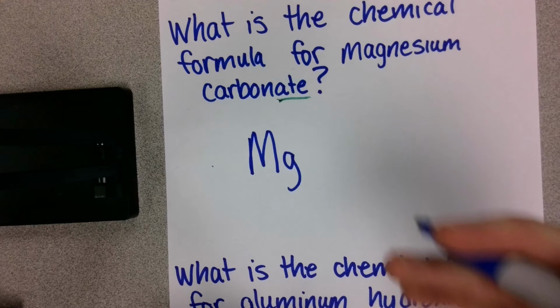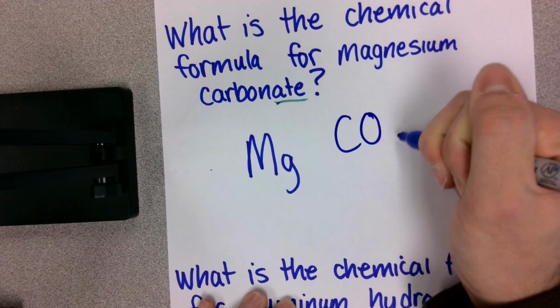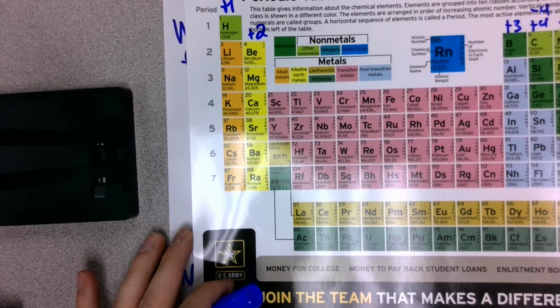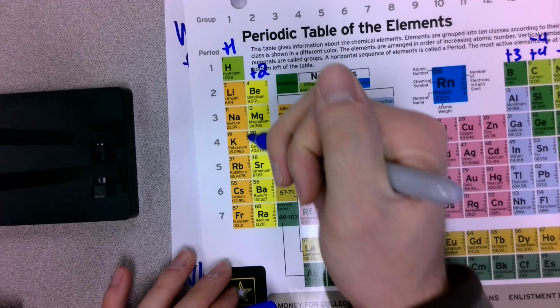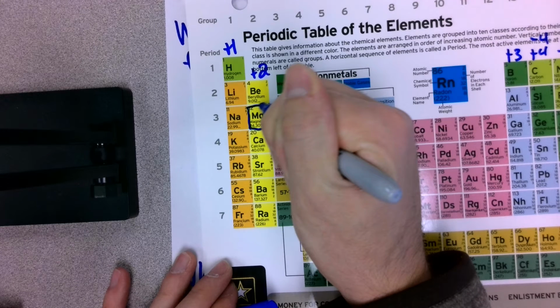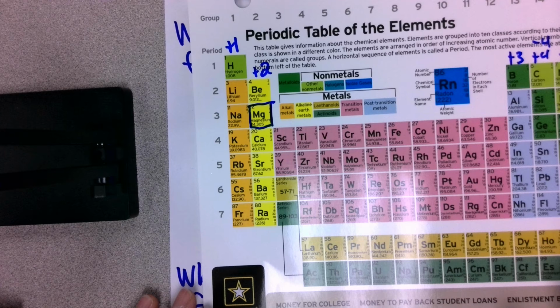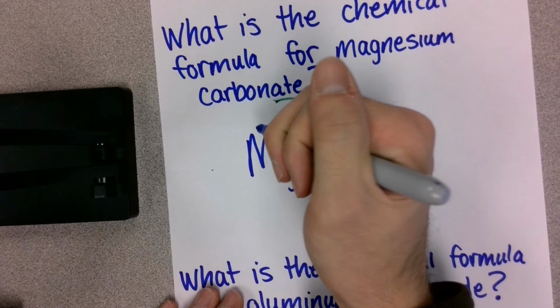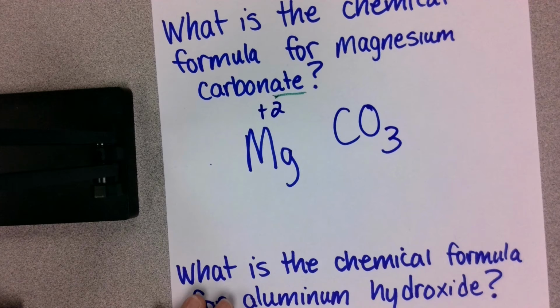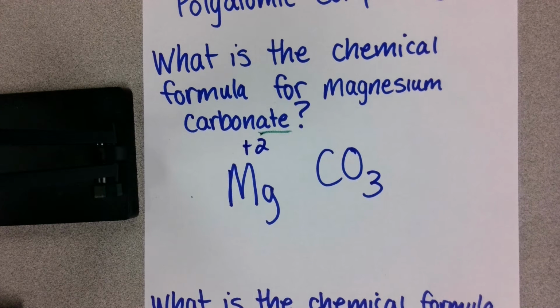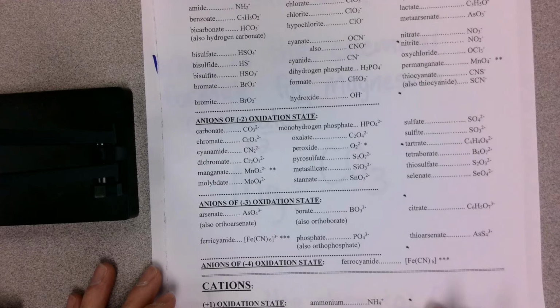So I'm going to write CO3. Now this part is where you're going to do the charges. Looking back at the periodic table again, we found magnesium. It is right here, and we look up to the top, and it looks like it is +2. So I'm going to write +2 above that. And then we're going to look at our table of polyatomic ions again, and we found carbonate. It was right here.